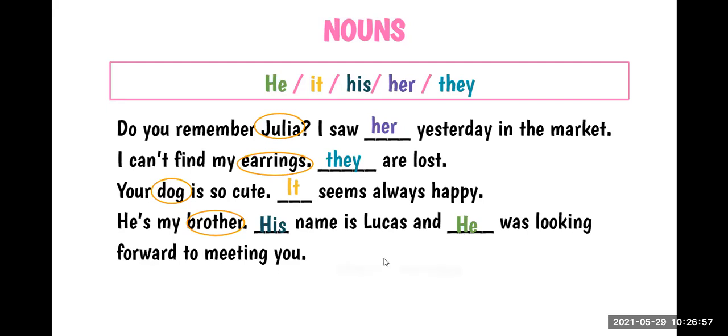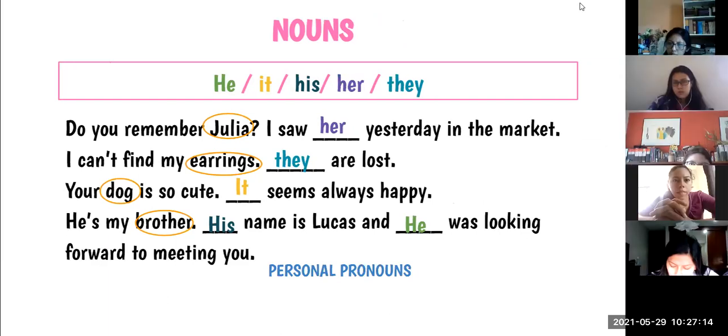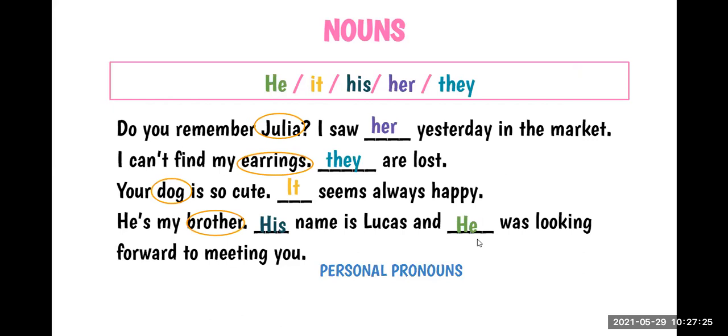Very good. So we can use subject pronouns or personal pronouns to replace nouns. What are the subject pronouns or the personal pronouns? Can you name them? He, she, we, they, I, you. These are personal pronouns or subject pronouns. Then we have object pronouns. Which of the ones that we have here do you think are object pronouns?